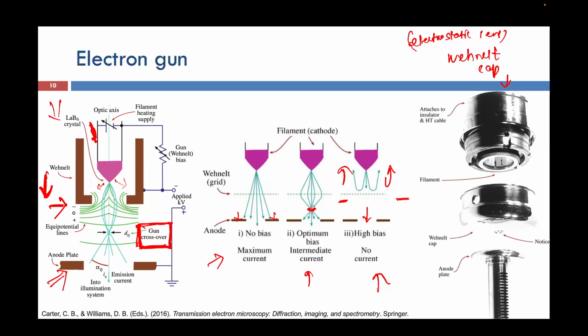Remember, this d naught is important because the demagnification or magnification term, the resolution, and the size of the probe are all determined by this d naught, that means the diameter of this first gun crossover. That is why this electron gun is important.